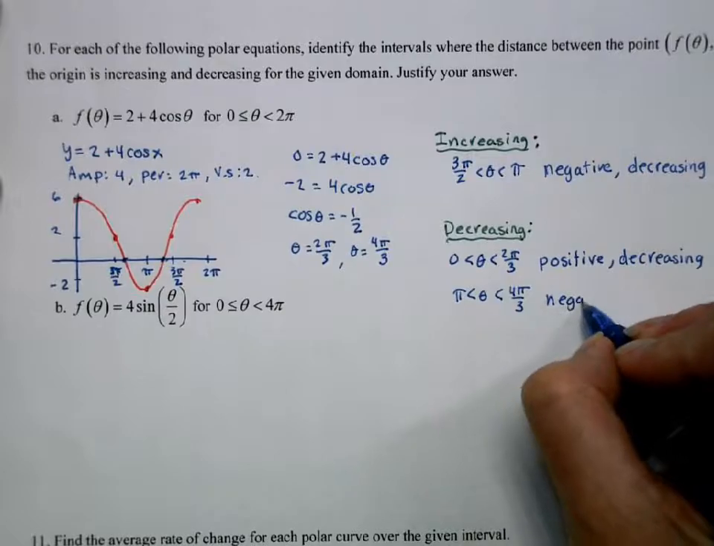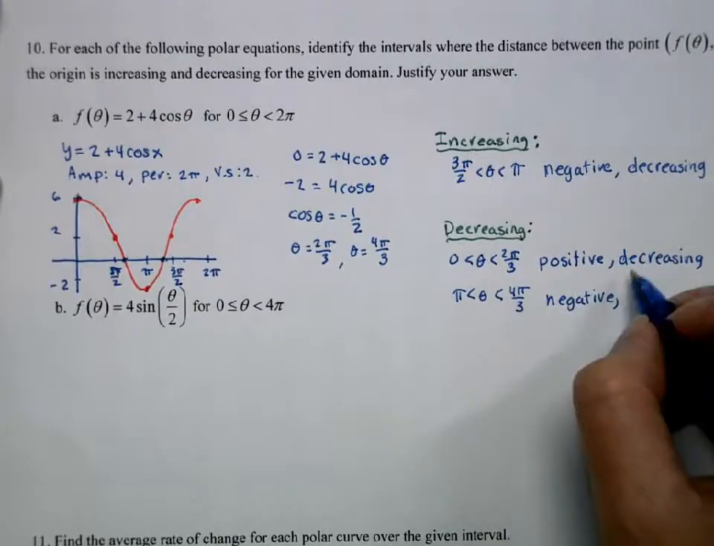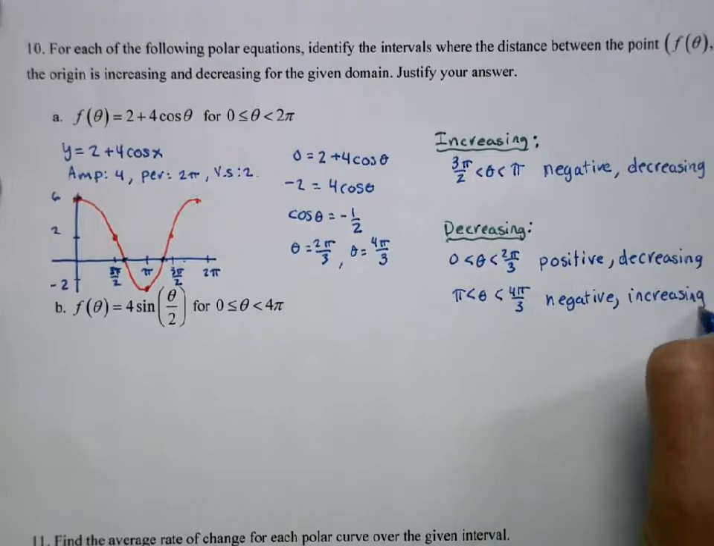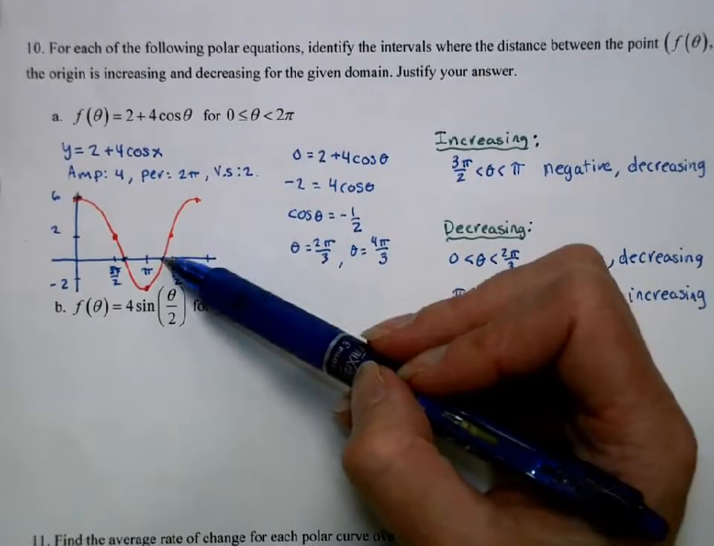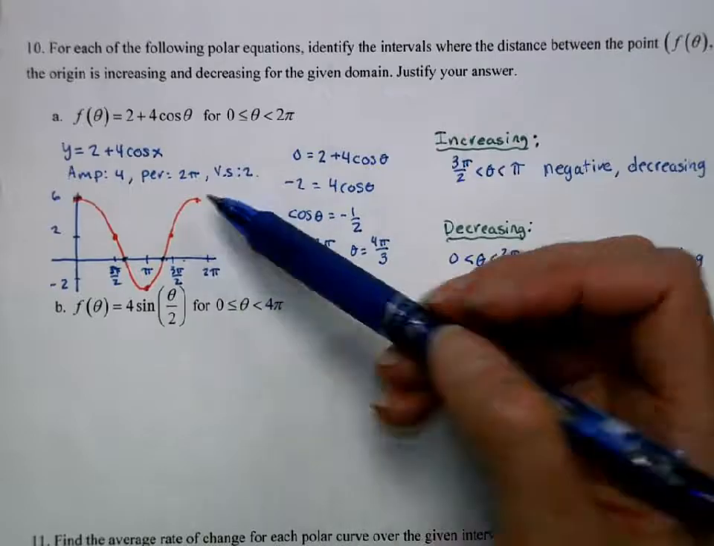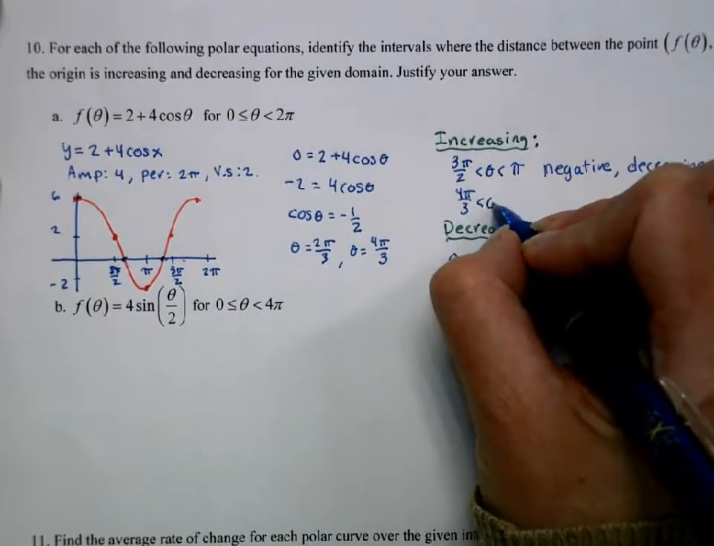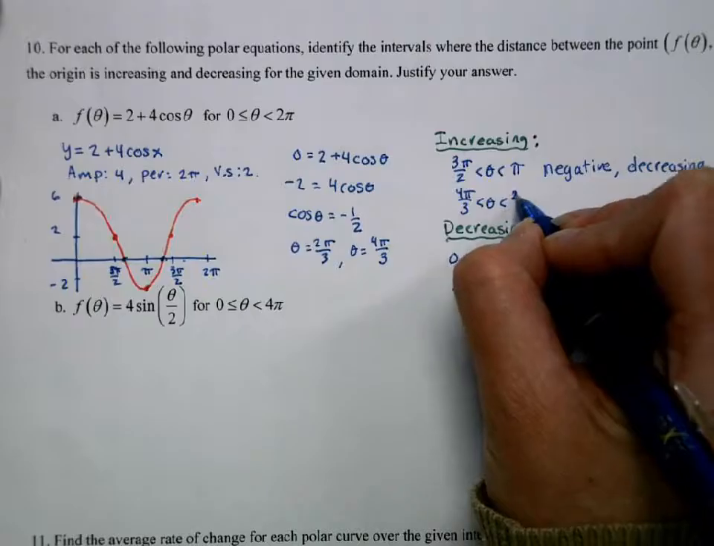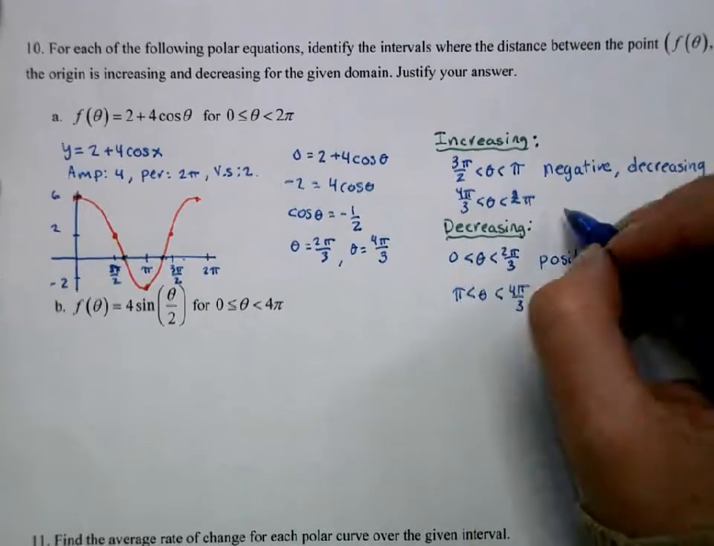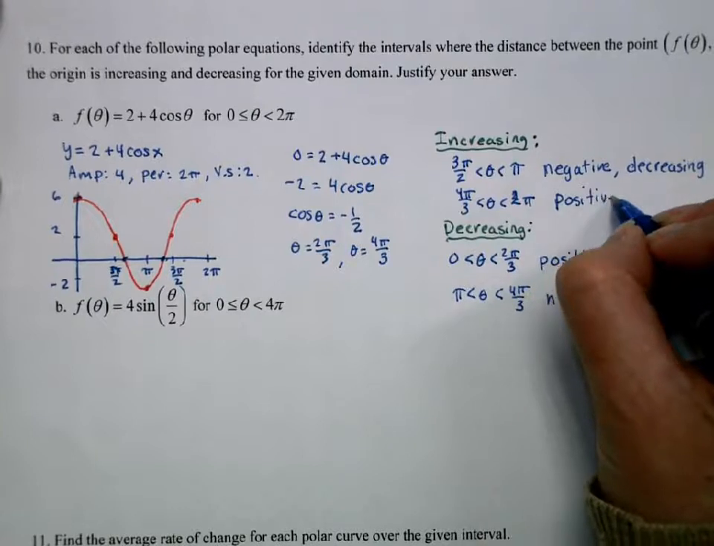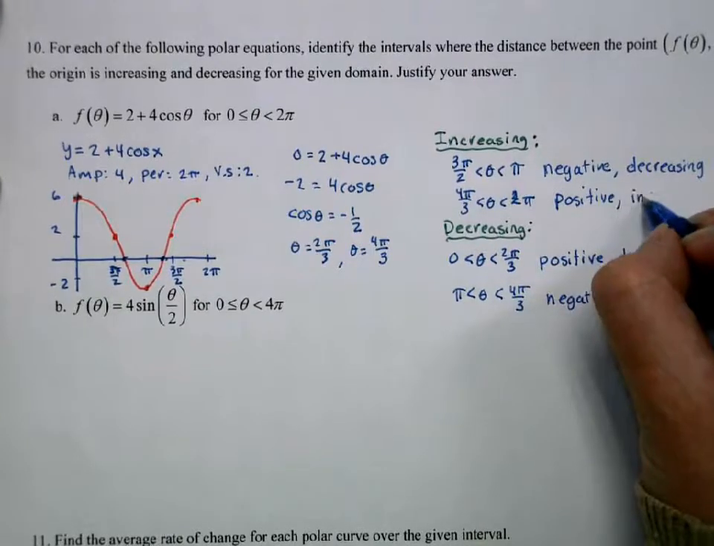Then the last section is positive and increasing from 4 pi over 3 to 2 pi. This one is because it is positive and increasing. Okay, so the values are getting farther away from the x-axis and farther away from the pole.